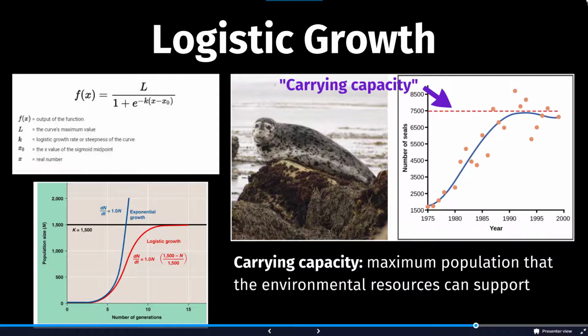It can also, however, consist of some type of factor, such as some nutrient or maybe even some food resource.